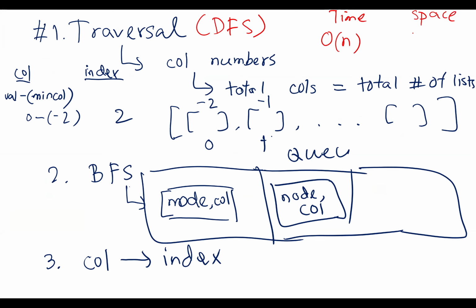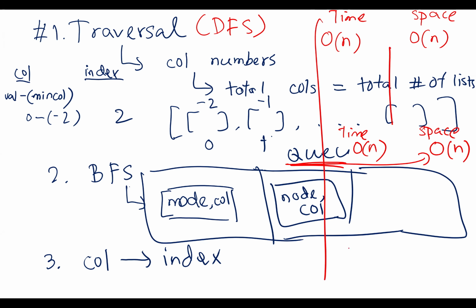And then we did the BFS. In BFS, the time complexity is order of n again. For n nodes, it will go into the queue n times and be brought out of the queue n times. The space complexity is the space for the queue. In the worst case, all n nodes can be added to the queue altogether. So in total, the time complexity is order of n plus order of n, which is order of n, and the space complexity is also order of n.